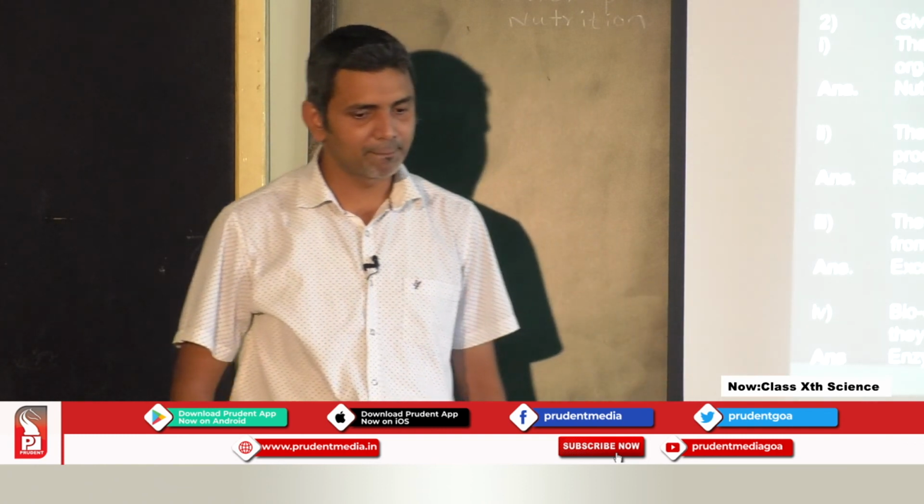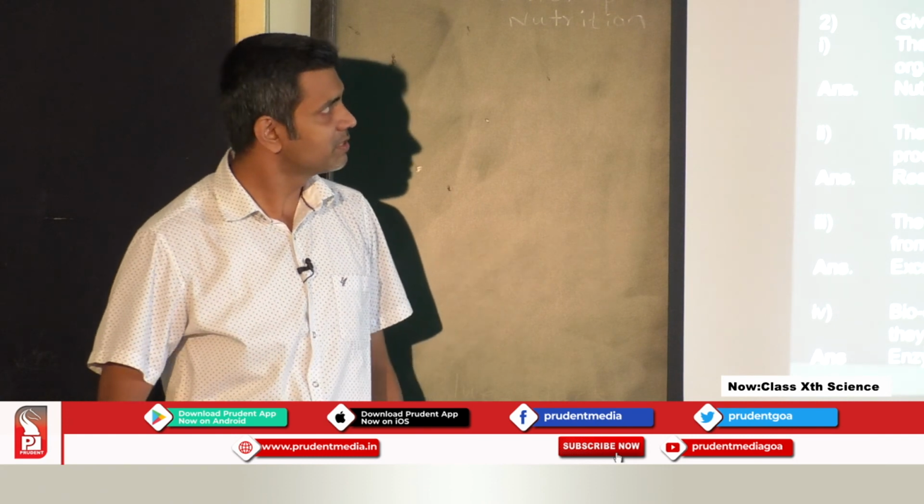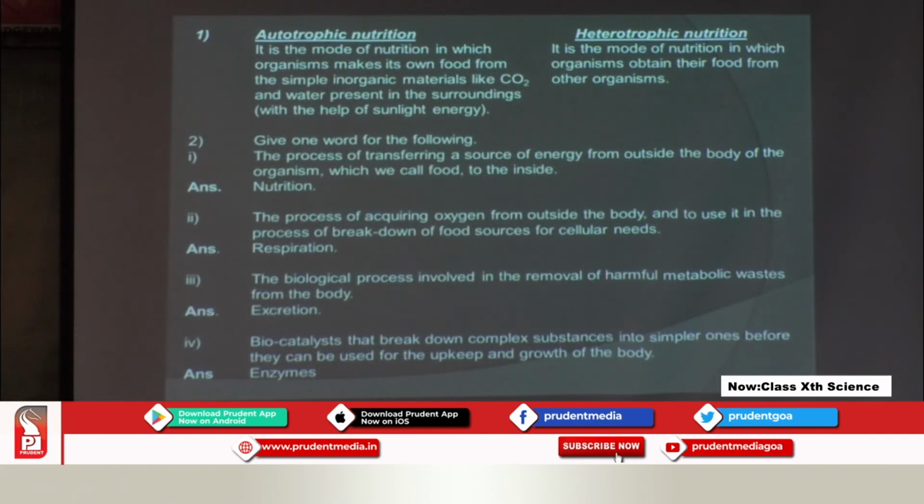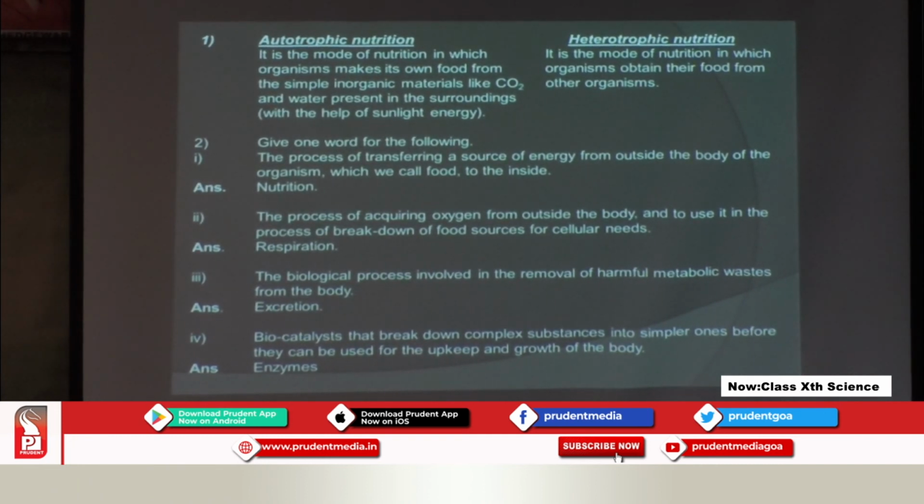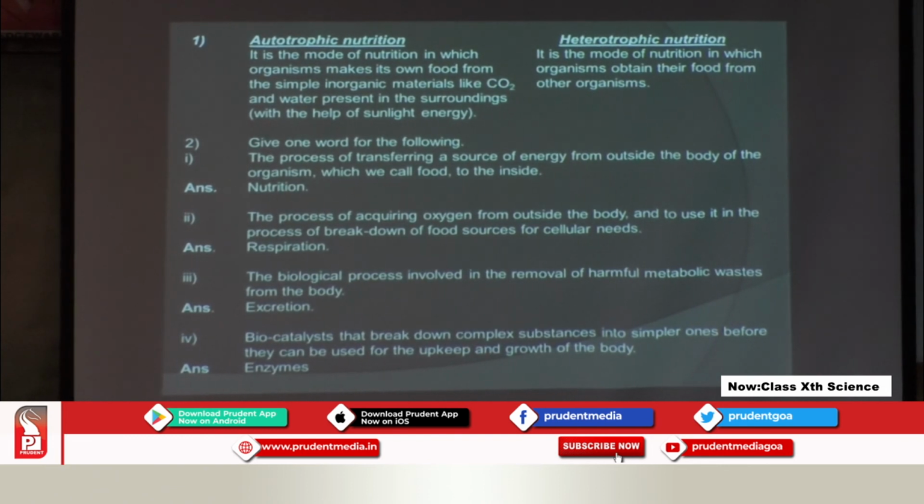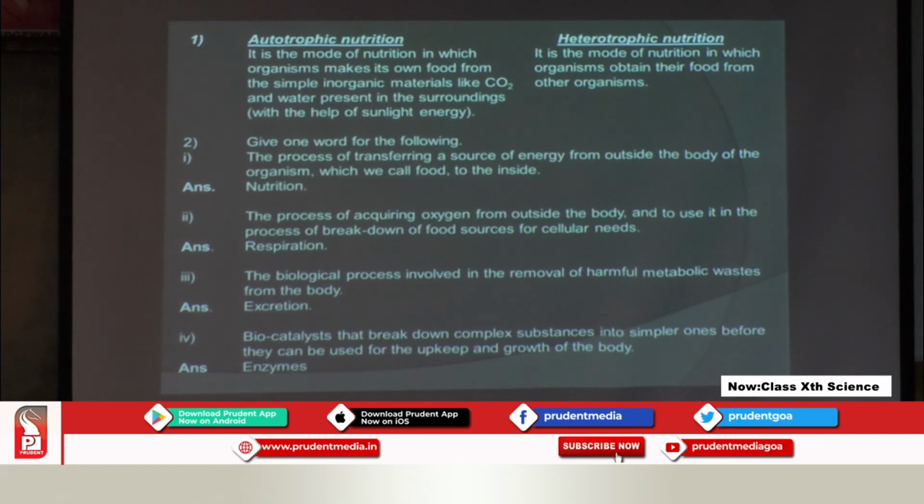So, these are some of the questions. Autotrophic nutrition, heterotrophic nutrition. Autotrophic nutrition is the mode of nutrition in which organisms make their own food from simple inorganic materials like carbon dioxide and water present in the surroundings with the help of sunlight energy. Heterotrophic nutrition is the mode of nutrition in which organisms obtain their food from other organisms.